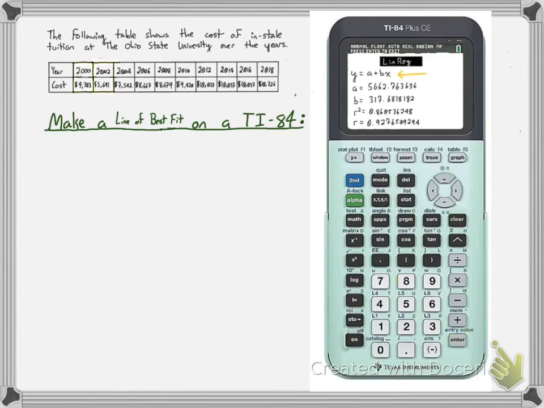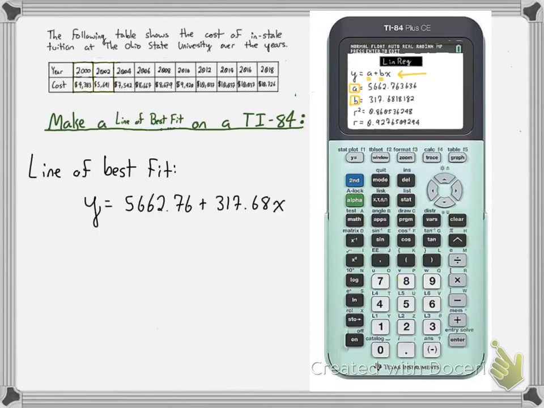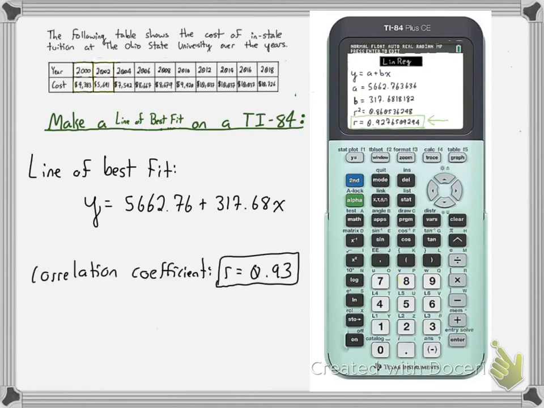So using the format y equals a plus bx, I'm going to use this number as my a value, this number as my b value. So the line of best fit here is y equals 5,662.76 plus 317.68x. And the other really cool piece of information that we get from this is an actual value of our correlation coefficient. So I can also say that my R value is 0.93. So this does confirm that I have a strong positive correlation.